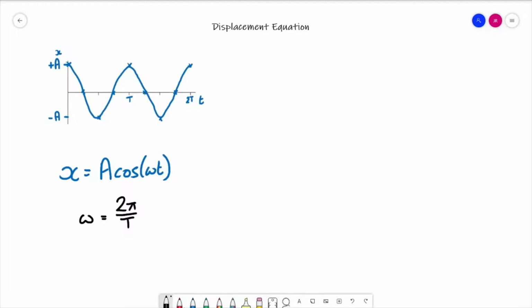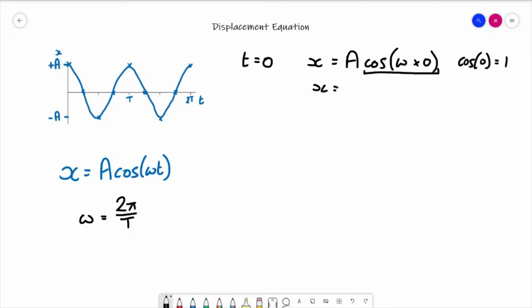Firstly, let's see what happens when t is equal to 0. When t is equal to 0, we have x is equal to A multiplied by cos of omega multiplied by 0. Obviously omega multiplied by 0 is 0, so we end up with cos of 0, and cos of 0 is equal to 1. Therefore, all we're left with is x is equal to A. Well, that's exactly what we were expecting on the graph.